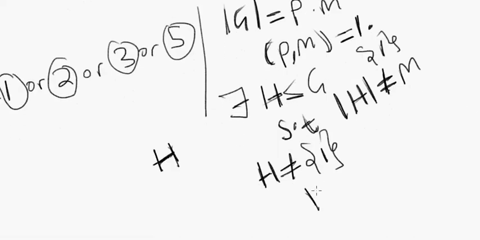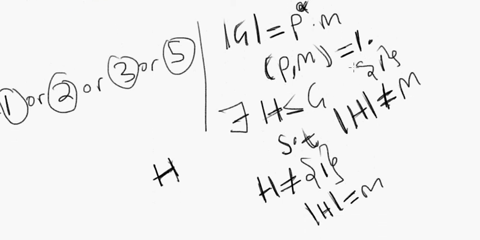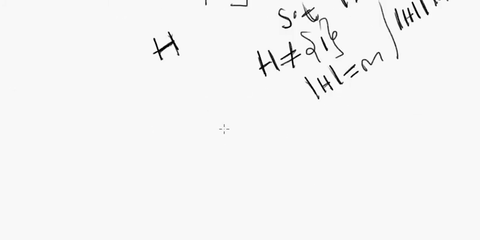And also we found that the order of H does not equal M, right? Given Lagrange's theorem and the fact that the order of every subgroup must divide the order of the group, that is, given that the order of every subgroup H must divide the order of the group, if we're saying the order of H is not 1 and the order of H is not M, what possibilities does that leave us? What are the possible values of the order of H?